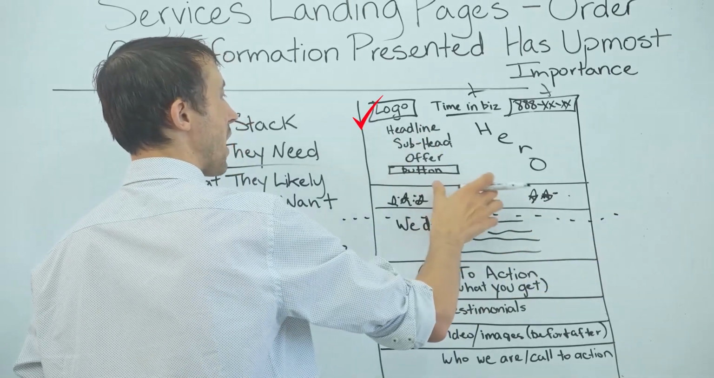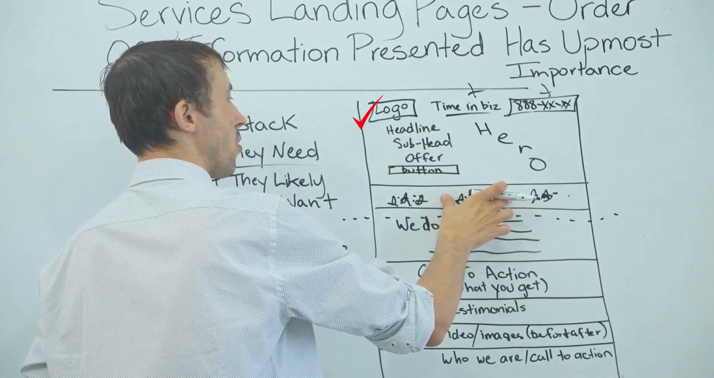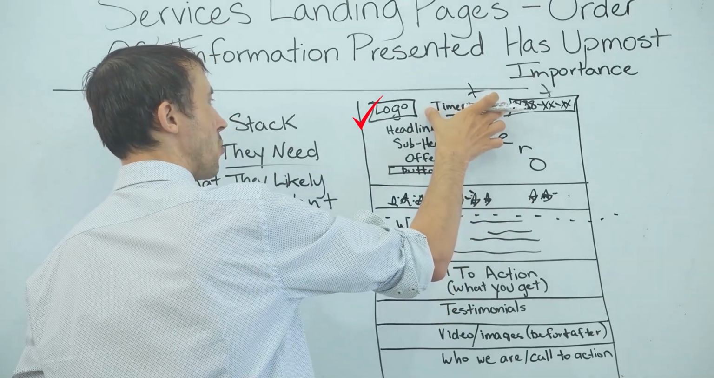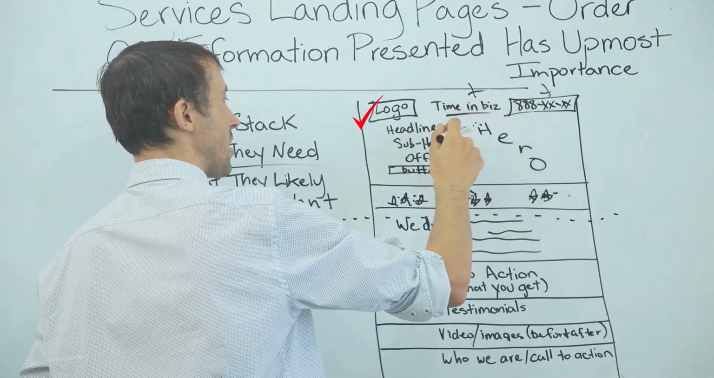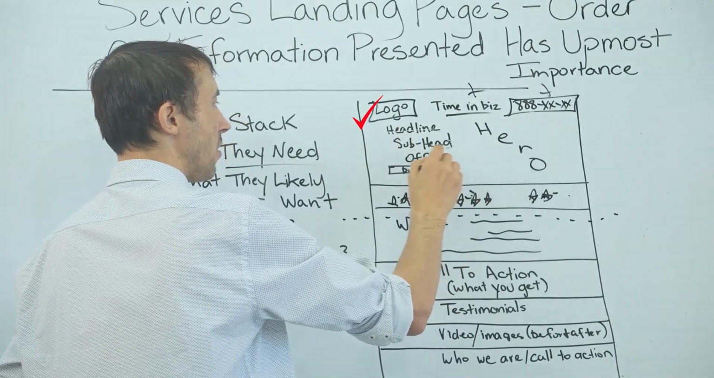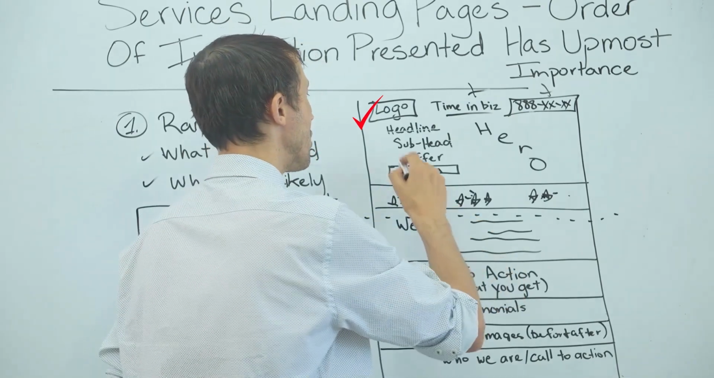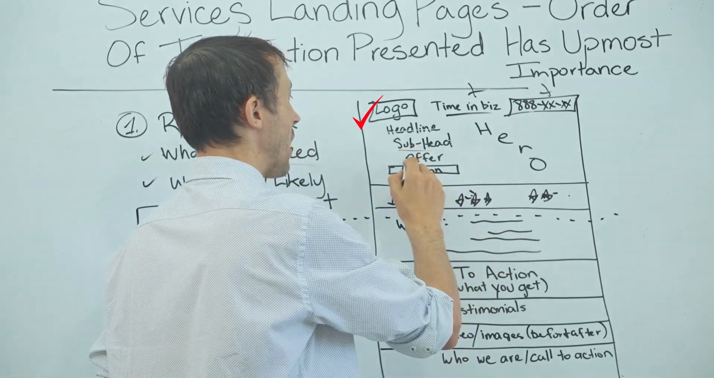But on your section, between the average review score at each one of the places that you're reviewed, and the top of the page where you have the logo and phone number and time of business, you're going to have the headline on the left side. Why left side? Because people read left to right on the page. Then you're going to have your subheadline below it, and then your offer.